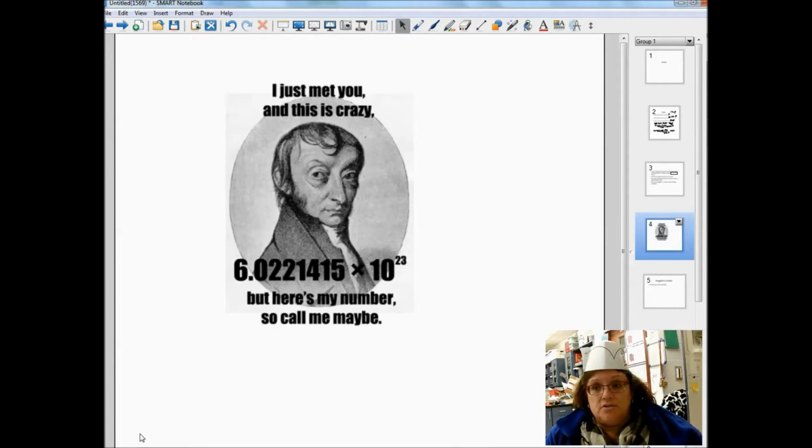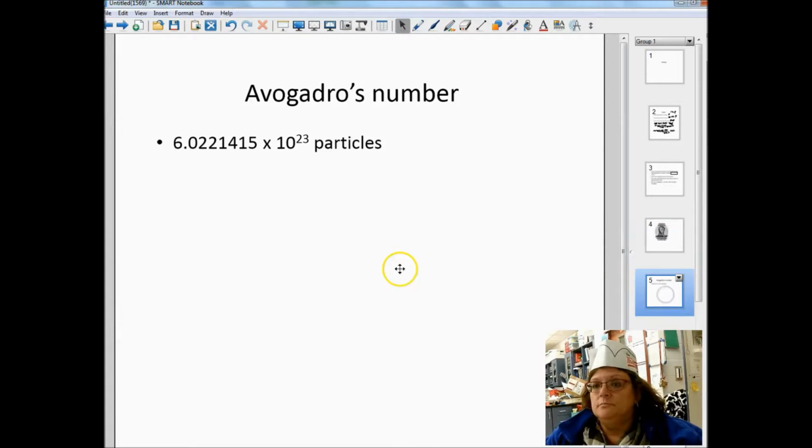A mole is a unit, just like a dozen is a unit. And so we can use a mole to calculate the number of particles. Okay? Avogadro's number is 6.0221415 times 10 to the 23rd. Now, guess what we need to do?